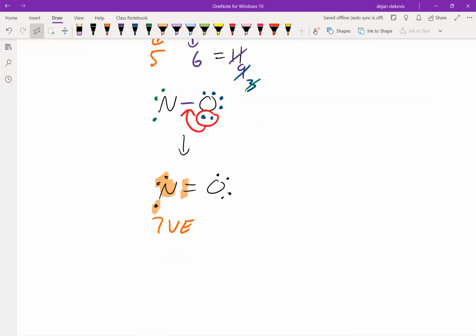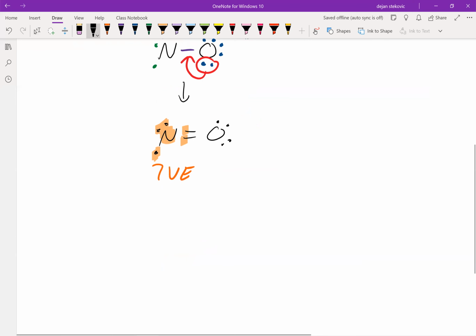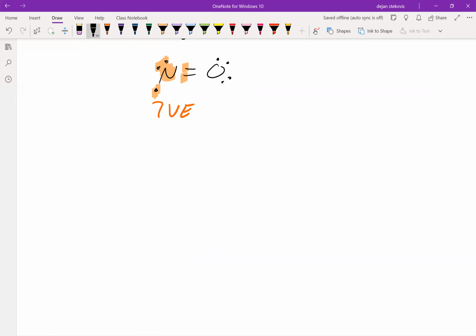Overall, this is a pretty reactive molecule. So while it does exist in real life, it's pretty reactive. And part of why it's reactive is because that nitrogen doesn't have a filled octet. But just something to keep in mind.